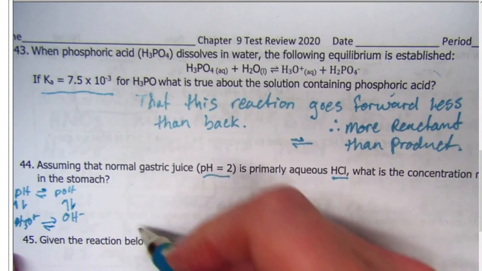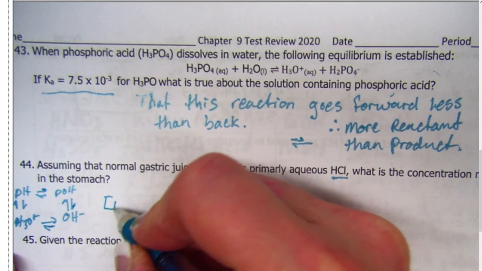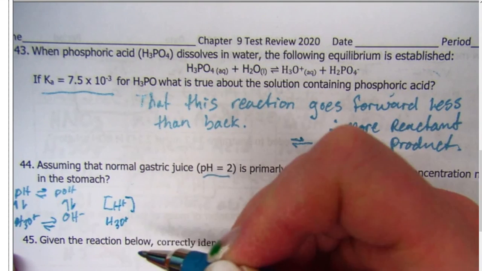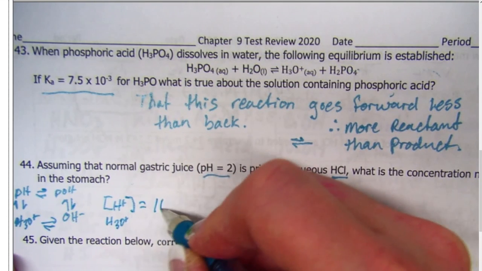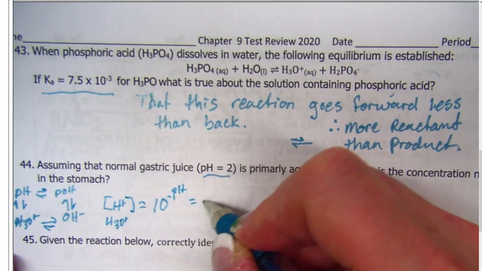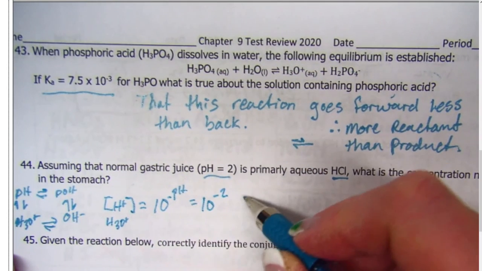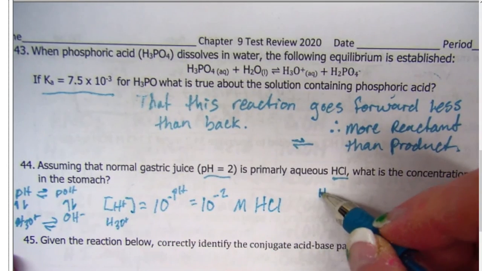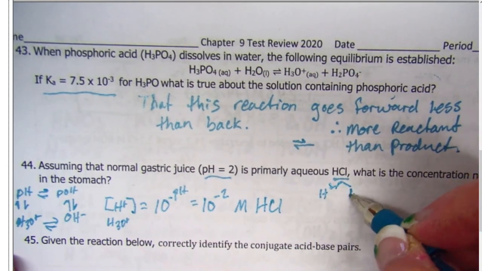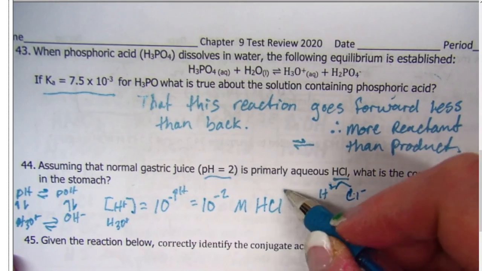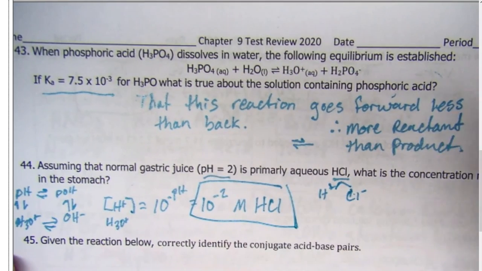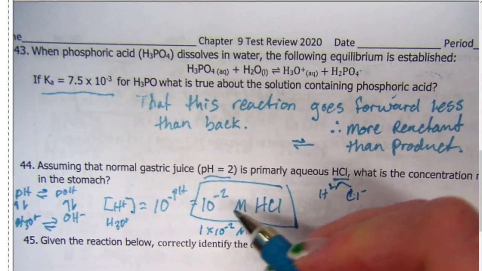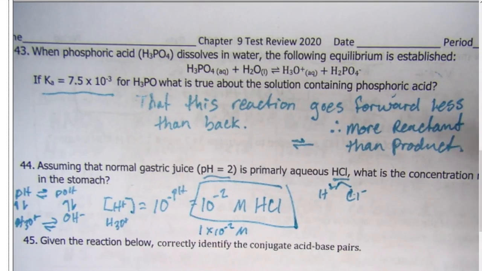Okay, so we're going to say the concentration of H plus, or H3O plus, is going to equal 10 to the minus pH. So it is equal to 10 to the minus 2. So that's the molarity of HCl, because HCl is a strong acid and it will split equally to H plus and Cl minus. So we're able to do that. And you could have put 1 times 10 to the minus 2 molar, or 1.00, same thing.